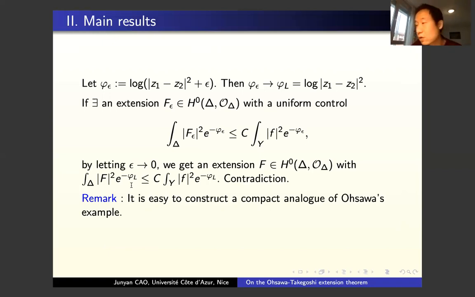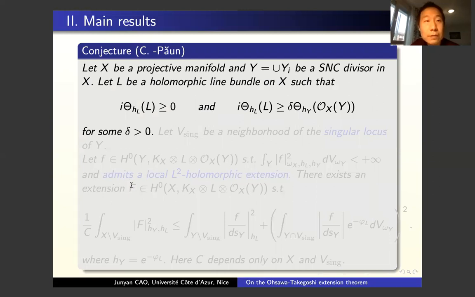So Ohsawa's example tells us that the standard L2 condition is not sufficient for us to find an L2 extension. Therefore, in our paper, we proposed the following conjecture: if we add a slightly stronger condition, then we guess that we could find a holomorphic extension. For our setting, we still assume that X is projective, Y is simple normal crossing, and the line bundle L satisfies the standard curvature condition, as I explained before.